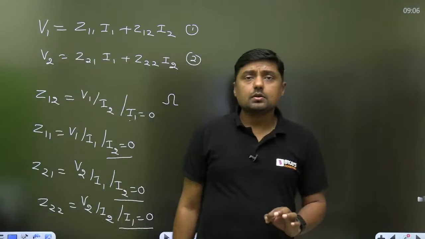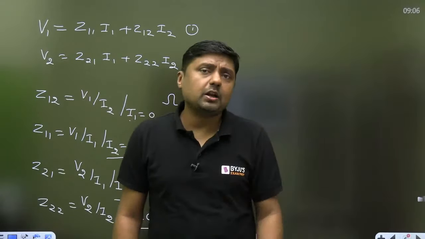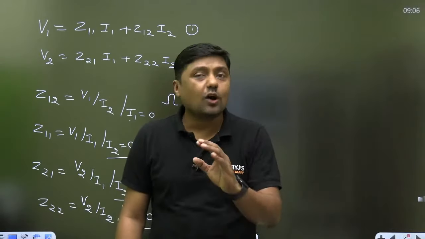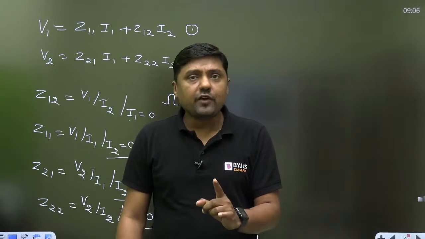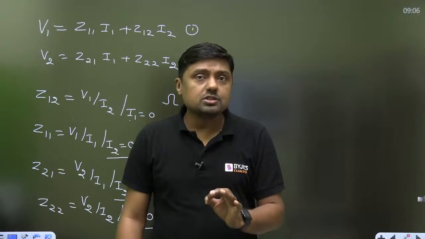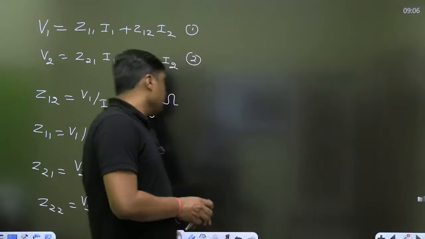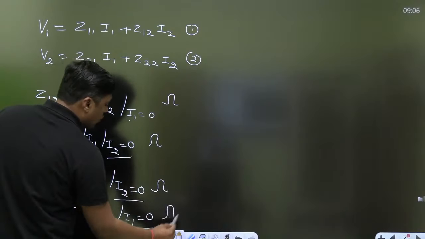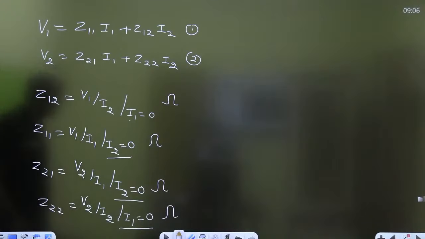It means to find any Z parameter, either we have to make the input open circuit or the output open circuit. Then we can find it, and that's why these are called open circuit parameters. And what about the dimension? The unit is ohm, and that's why these are also called impedance parameters. Open circuit parameter or impedance parameter.